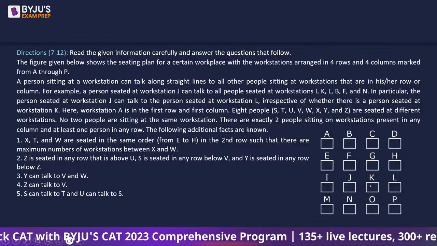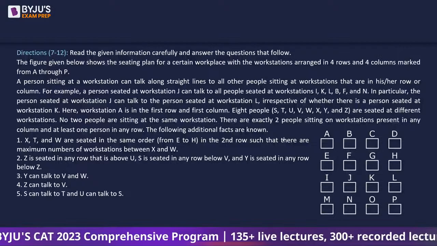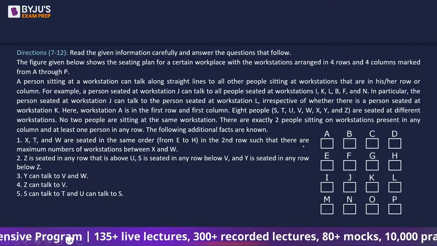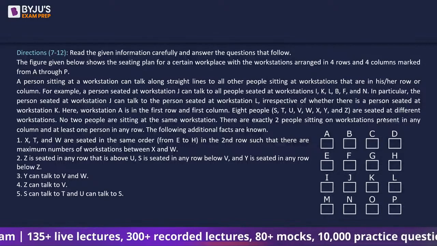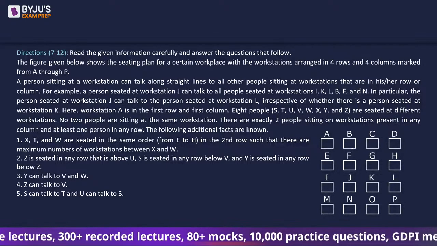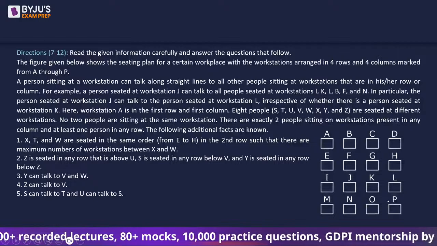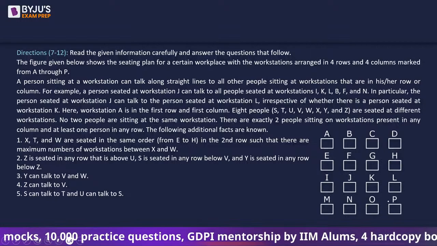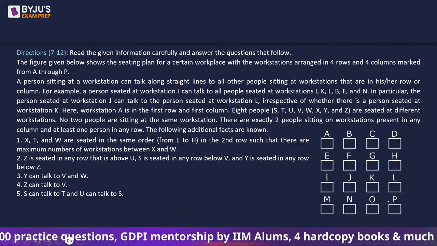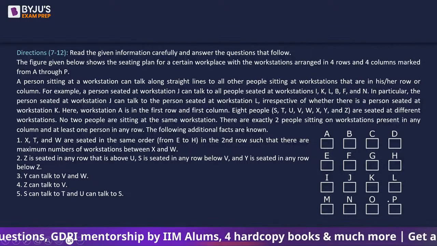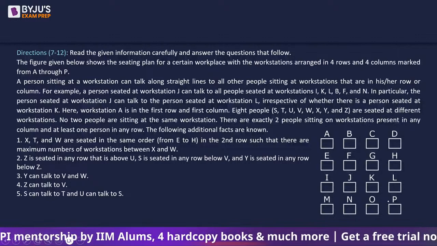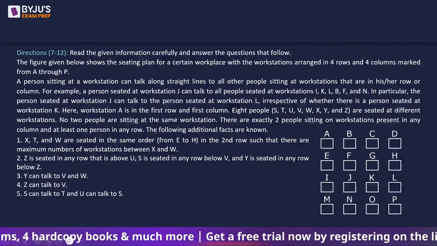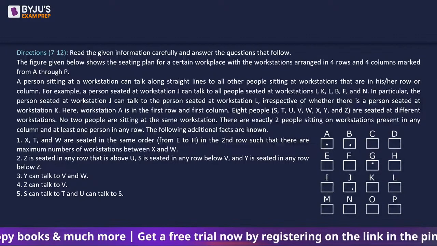Now here workstation A is in the first row and first column. 8 people S to Z are seated at different workstations. So this A to P are the names of the workstations. वहाँ system रखे हुए हैं. Systems के names हैं A to P. But now people are going to be seated. 8 people have to be seated in these 16 workstations. No 2 people are sitting at the same workstation. So individual person will go and sit wherever they have to.